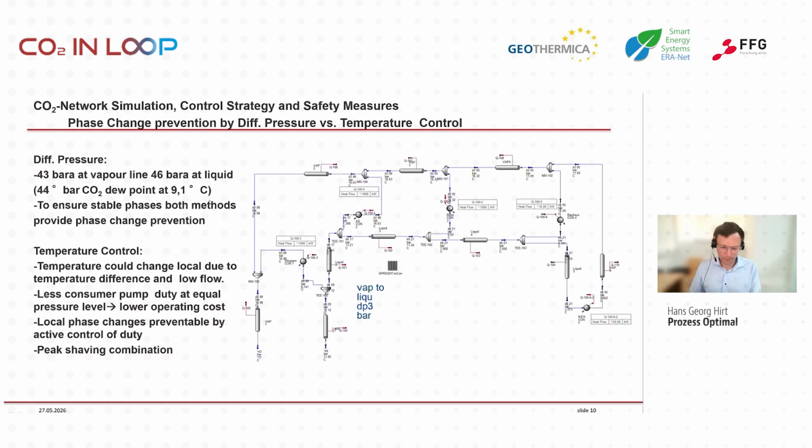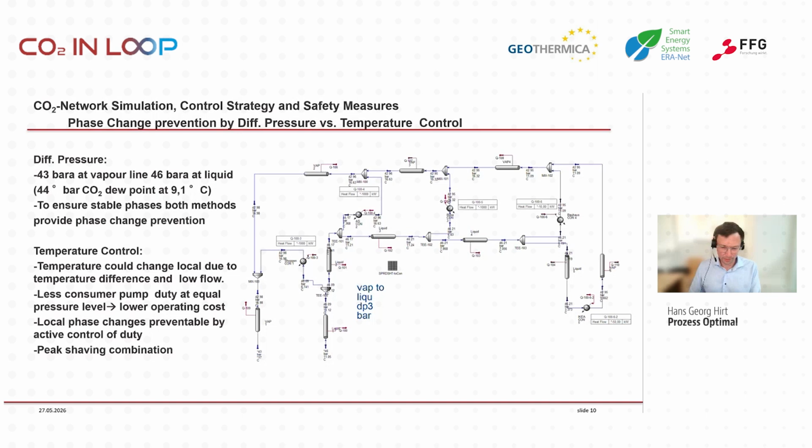So if you are having a pressure above this 44 bar, you are in a defined liquid state in the liquid line. And if you are below, with 43 bar, for example, you're in a defined gaseous state. And this could be a solution.